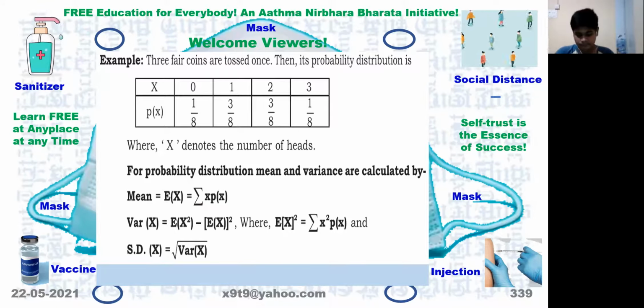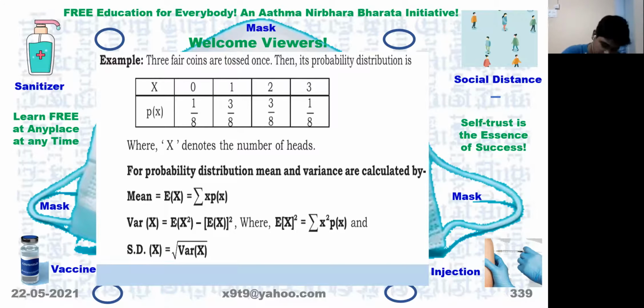Now, if you add all this, that is sigma px, if you find 1 by 8 plus 3 by 8 plus 3 by 8 plus 1 by 8. You add, how much will you get? Sigma px, sir. Sigma p within bracket x.